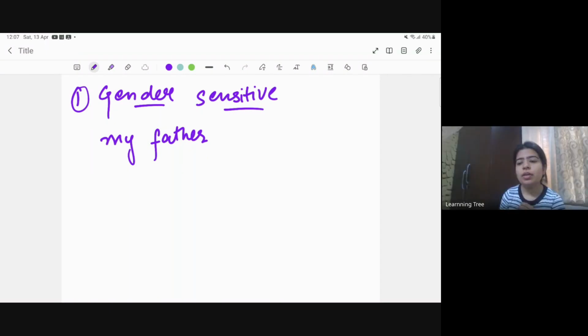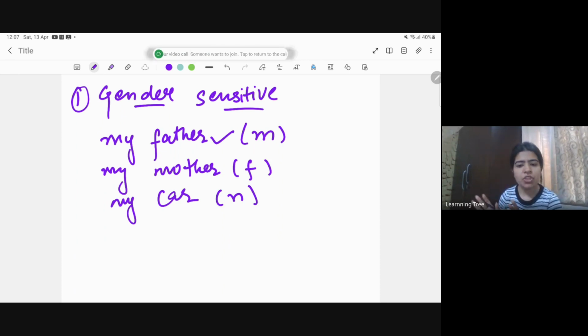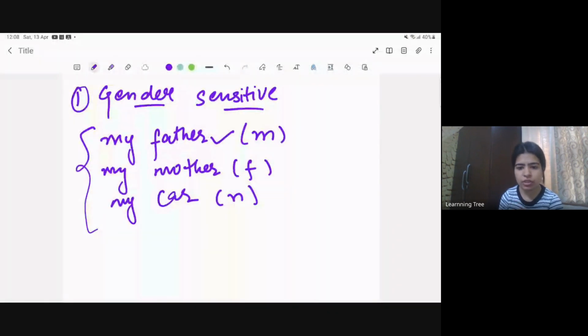Okay. So in English we say my father, right? Then we say my mother, my car. So if we see here, for every gender, whether masculine, feminine, or neutral, we are using the same possessive pronoun my. In English it is very simple. If we want to say your, then for every gender we say your father, your mother, your car. So the possessive pronouns are the same for all the genders.